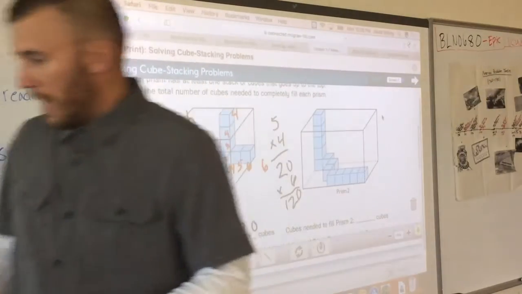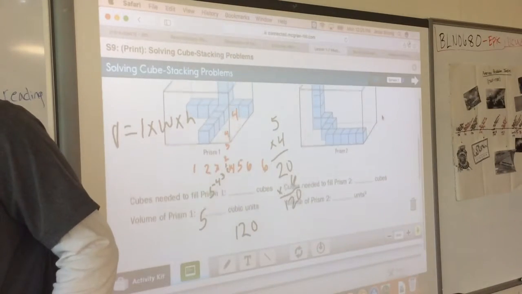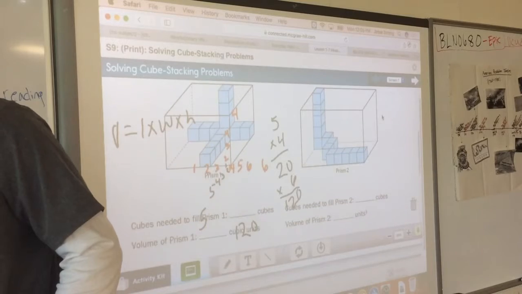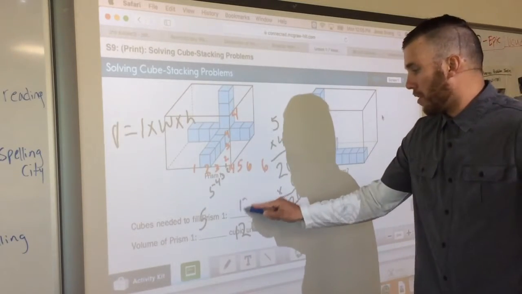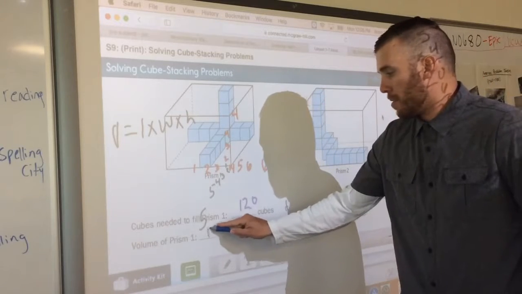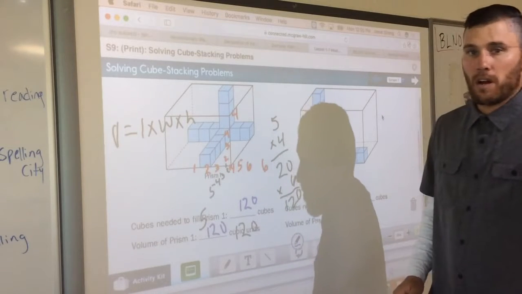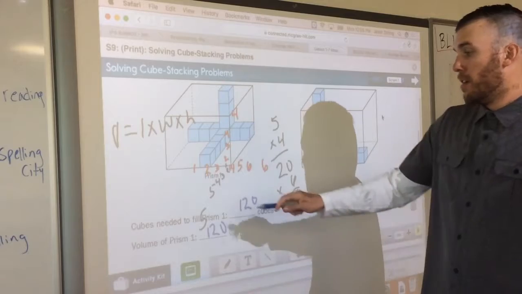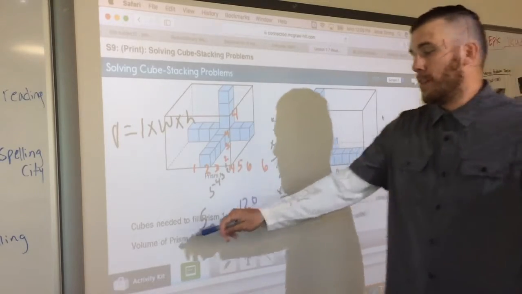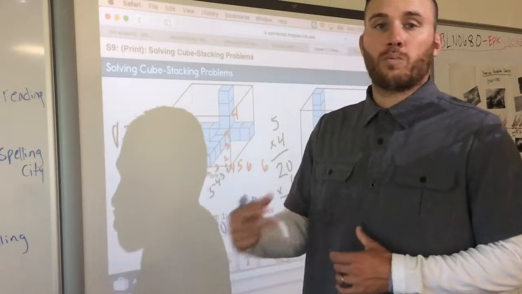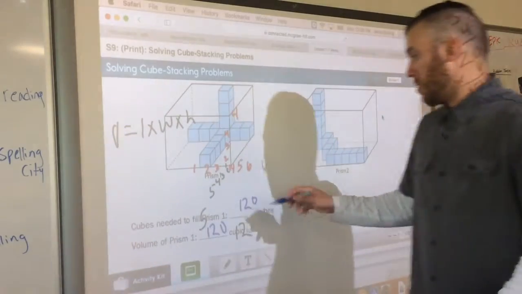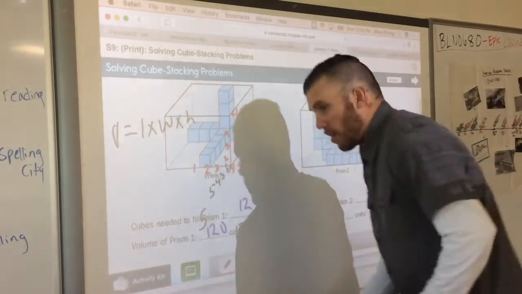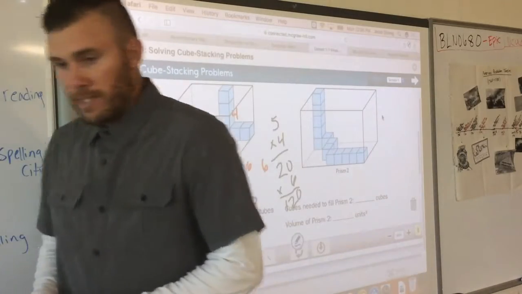Now number 2 for that. Oh, it says volume of prism 1. So if it took 120 cubes to fill this prism, the volume is also going to be 120 as well. So your answer is going to be the same. The cubes needed to fill prism 1 and the volume of prism 1 is the same thing. It's just worded differently so you can see 2 different ways on how to word it. So it's 120 for both. All right? So now that one's done.